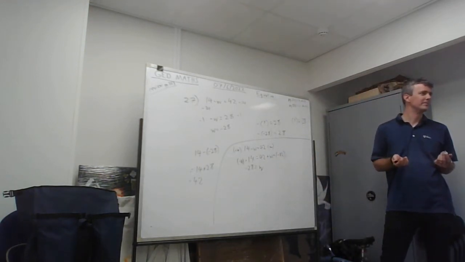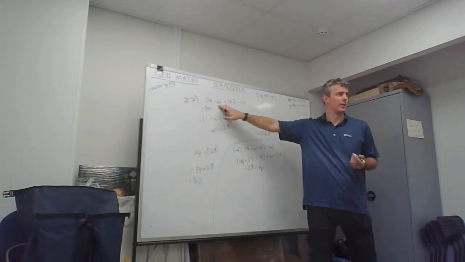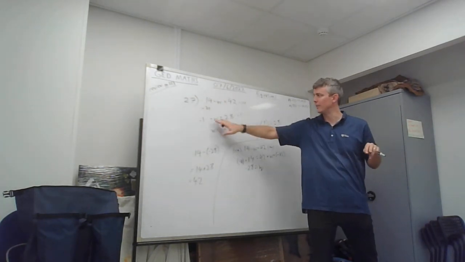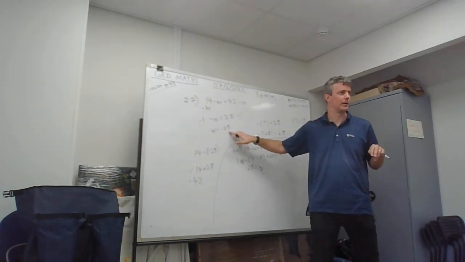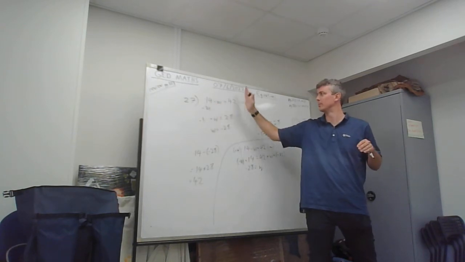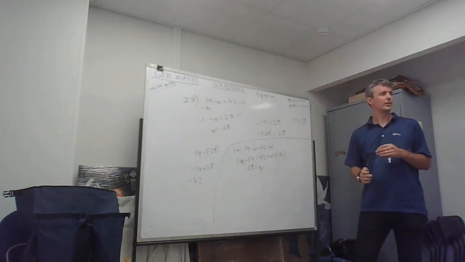Same answer. So if you have a negative variable, there's two ways you can do it. The one is you just solve out until you have negative W and then you multiply through by minus 1. The other is you add that negative variable to both sides, and it just moves over. Okay?